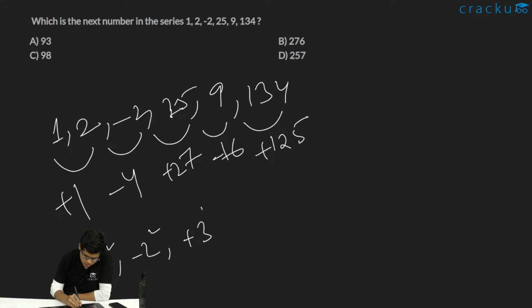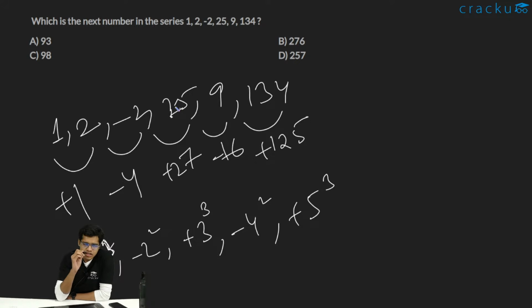Plus 3 cube, 1427, plus 1 minus 427. This is minus 4 square. Yeah, this is plus 5 cube. Okay, this is cube. So what we are doing is plus 1 cube minus 2 square plus 3 cube minus 4 square plus 5 cube. So basically the even numbers we are subtracting their squares and the odd numbers we are adding their cubes. So the next number would be what?